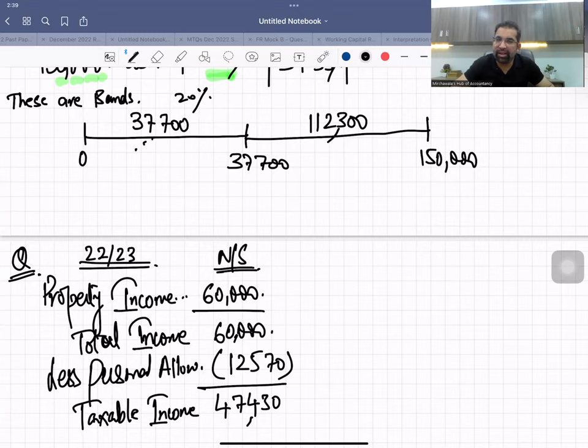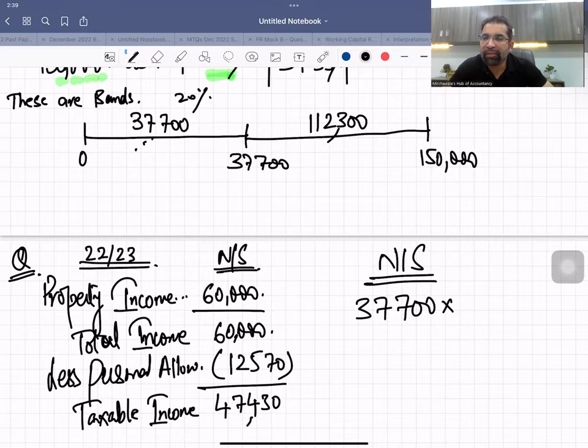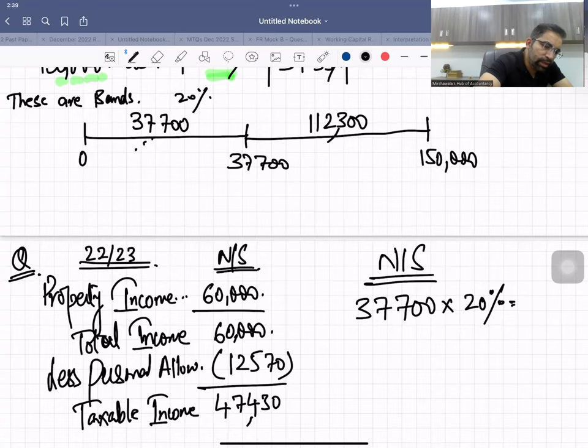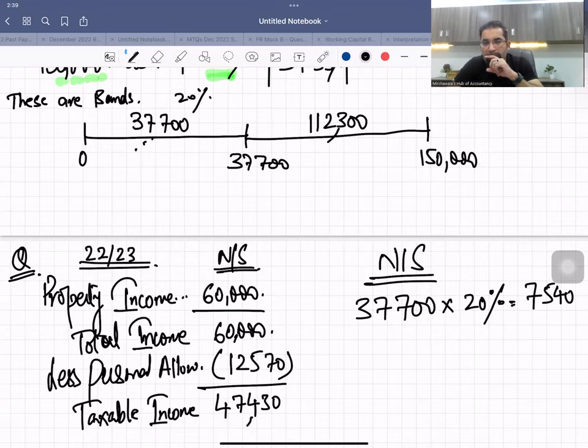Now, how will you do it? Look here. You will write non-saving, 37,700, the full band you are using. And what is the tax rate for the first band? It's 20%. Okay. So 37,700 times 20% is 7,540.